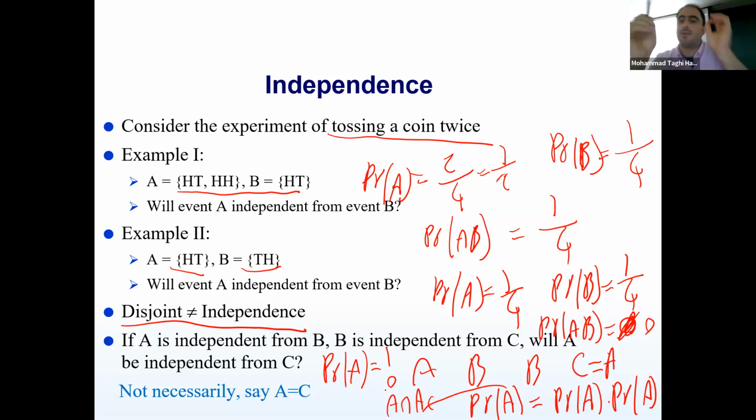And again, these are some of the important things. Symmetricity means that if A is independent of B, then B is independent of A, which is correct. But transitivity means that A is independent from B, B is independent from C. A and C, they can be independent or they cannot be.